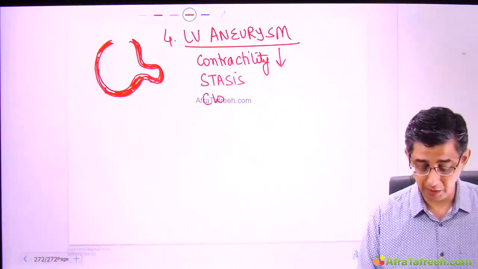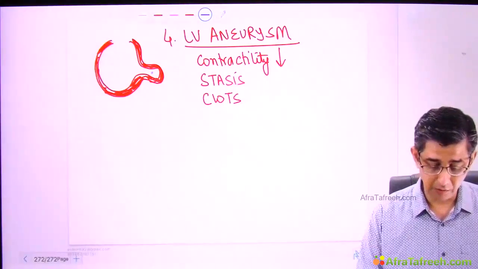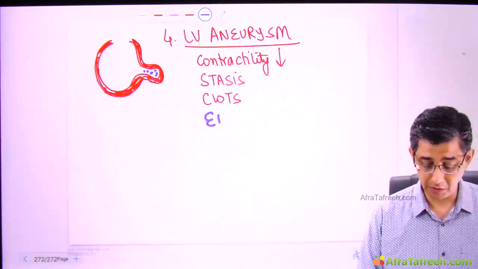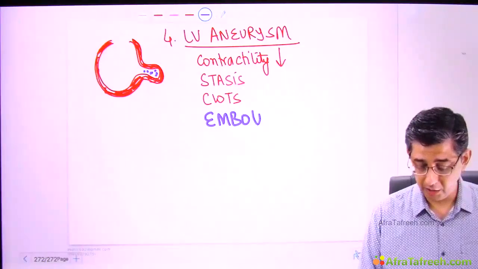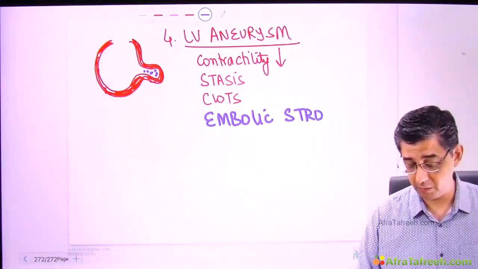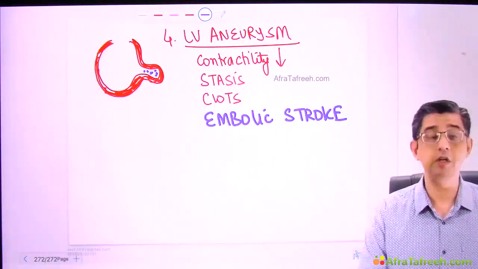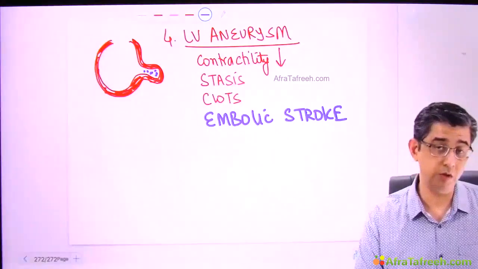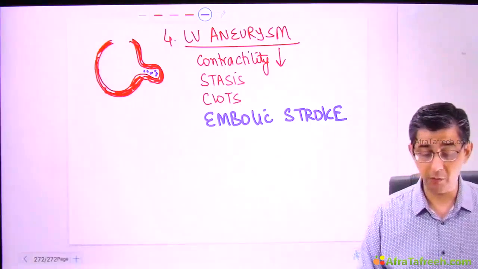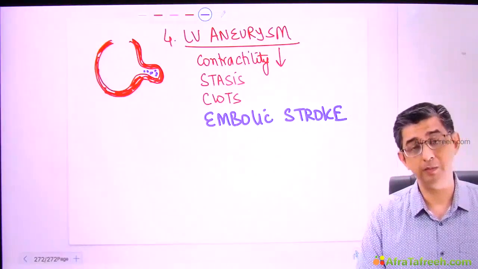Stasis would definitely bring in clots, and if clots develop in this area, if any one of them goes into systemic circulation, this guy has had it, he can develop hemiplegia, quadriplegia, speech deficits, because he will develop embolic stroke. I have taught in neurology that the number one cause of embolic stroke is non-rheumatic atrial fibrillation, but now I'm teaching you another cause of embolic stroke, left ventricular aneurysm.